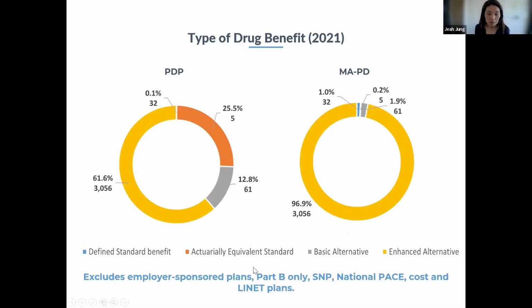This is a descriptive pie chart for the type of drug benefits. So what do you see here? These are PDPs and these are MAPDs. About 62% of PDPs have enhanced alternatives, but in MAPDs, 97% of MAPDs have enhanced alternatives. Wow, right? You can see that the MAPDs provide more generous drug benefits.